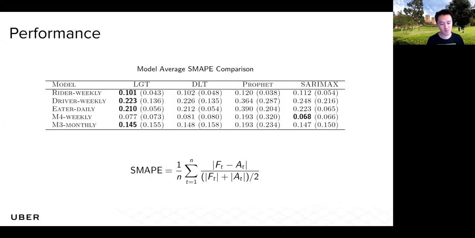We did performance benchmarking of our model against some other popular models with some internal and external datasets. In the internal ones, we have the Uber rider and Uber driver acquisitions weekly series, and the Uber Eats daily series. For the external ones, we have the M4 weekly and M3 monthly. All of these datasets contain multiple time series, from 20 to a couple hundred. The numbers you see here are the simple average of the SMAPE obtained for each time series, and the number in parentheses is the standard deviation. Notice that our model outperformed other benchmark models by some margin, except that on M4 weekly, Theta does a very good job.